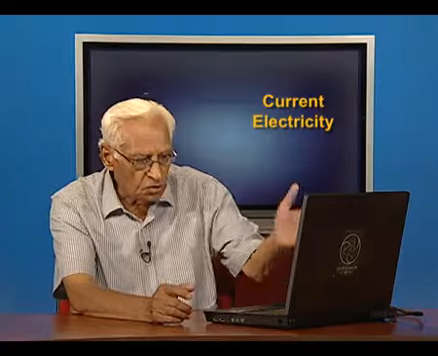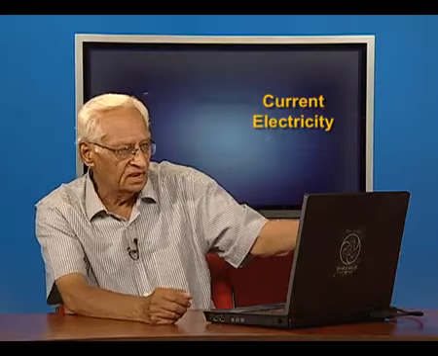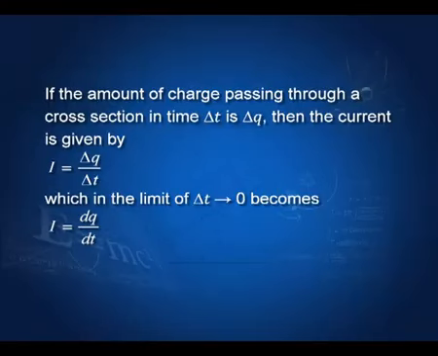Even then, through a cross section the electrons drift, and therefore, the flow of charge through any cross section per second is called current. So, I can define mathematically current as delta q by delta t, and in the limit of delta t going to 0, this becomes dq by dt. So, the current is dq by dt.